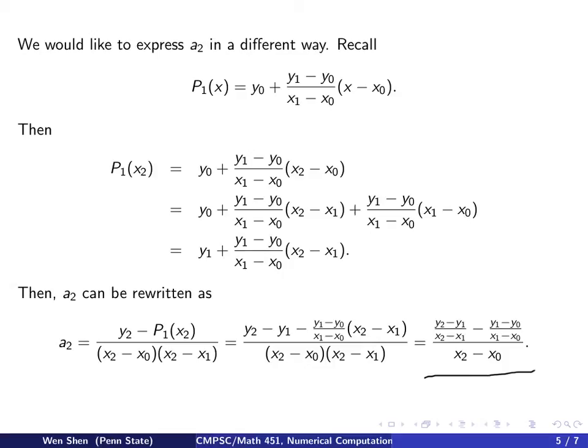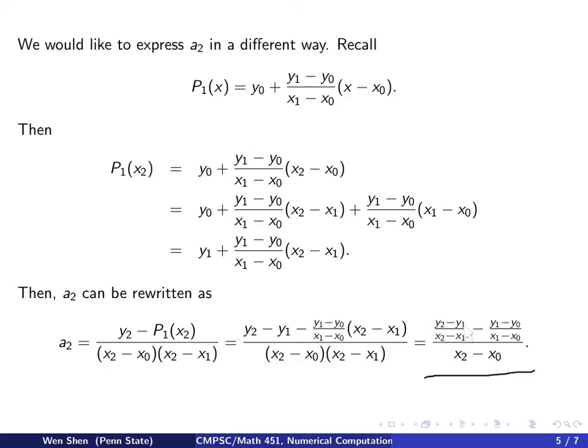Okay, take a look at this expression. So what do we have here? Let's look at this term, the first term, y2 minus y1 over x2 minus x1. This term represents the slope of the secant line connecting the data points x1, y1 and x2, y2.